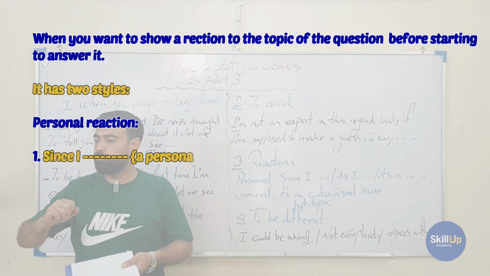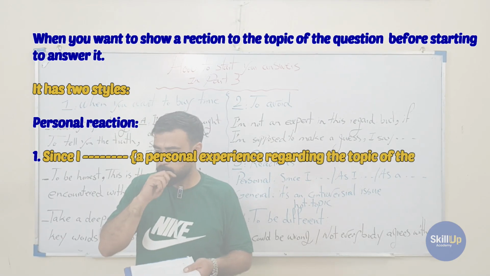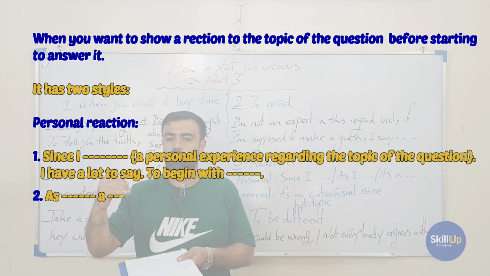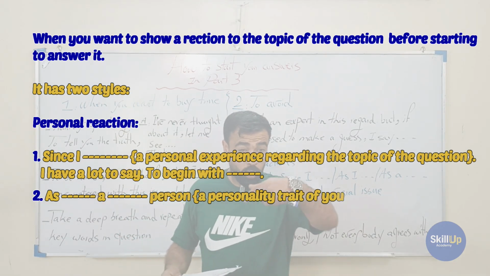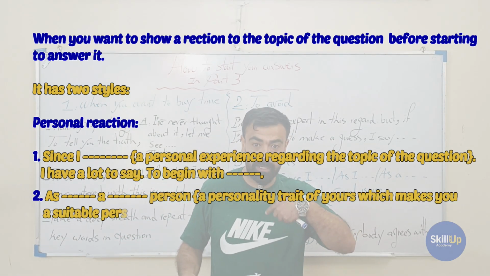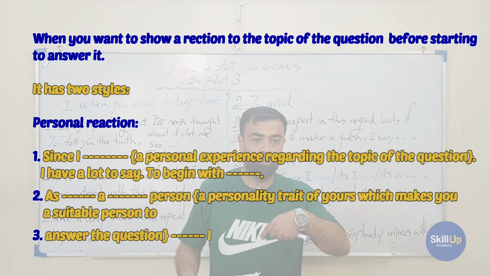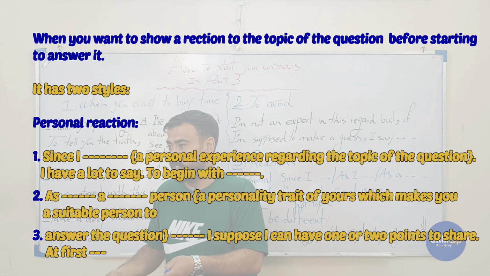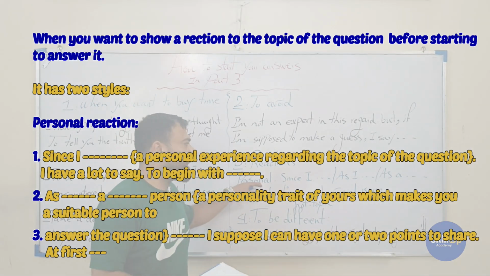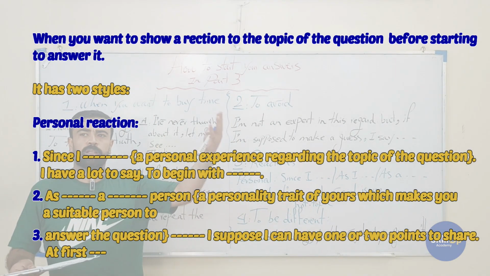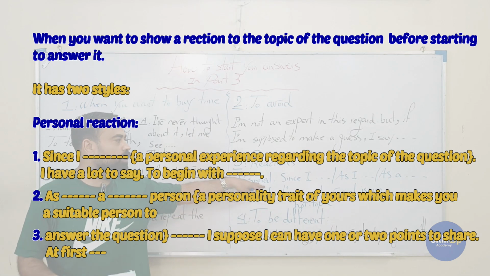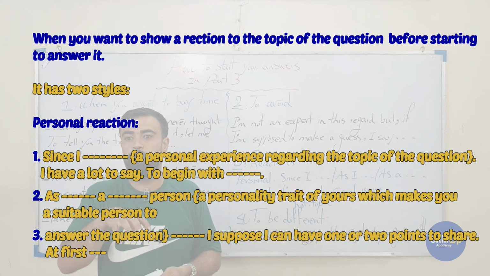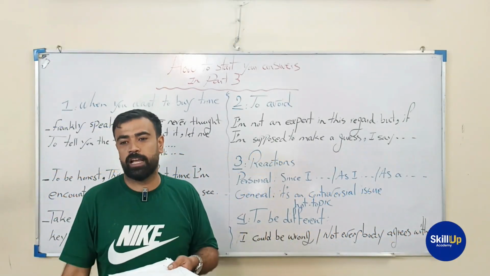Listen to this example. The question is, how can governments increase public awareness of environmental issues? And you're a kind of person who has always been curious about it, or you have studied this major in university. So you start with reactions. How can governments increase public awareness? You start like this: as a person who has always been interested in environmental issues, I have a lot to say.